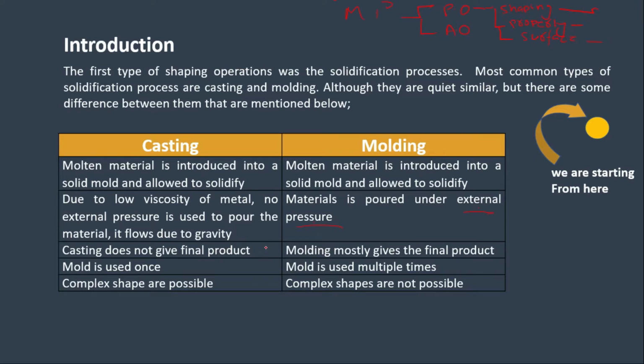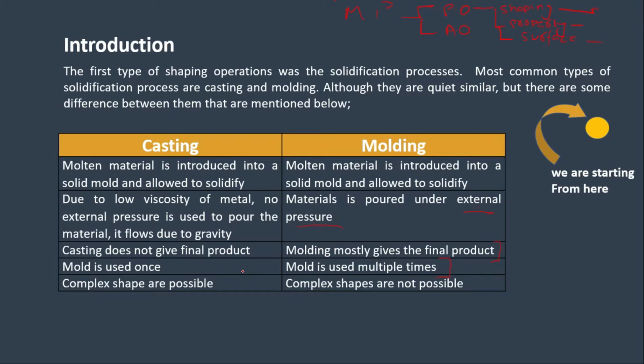Casting mostly does not give the final product, while in the case of molding, with polymer material, we get the final products by the molding operations. In casting, there is a possibility that the mold can be used once, so you have to break the mold every time, or it can be used multiple times. While in molding, mostly we have molds that can be used multiple times.